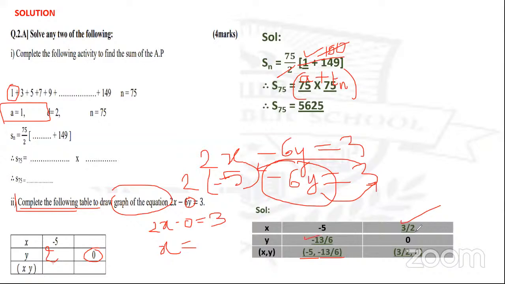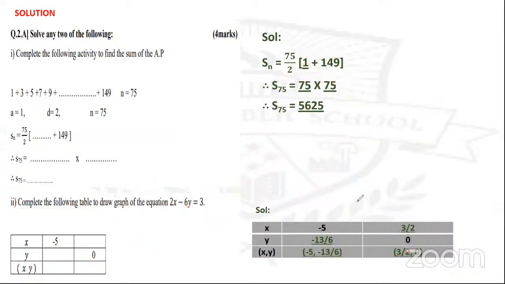Again, check 1, 2, 3, 4. Each box here carries half mark. So if you get two boxes correct, you get 1 mark. So attempt all. And here all the answers are hidden in the previous step because half these solutions are already given to you. Very easy questions.